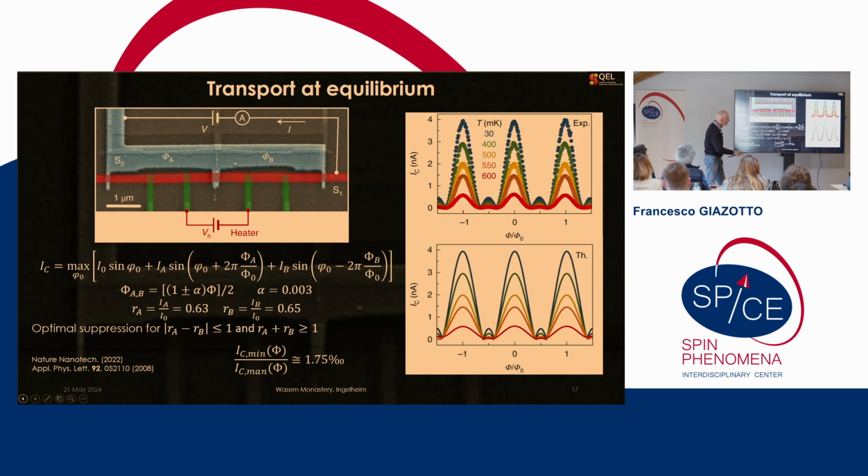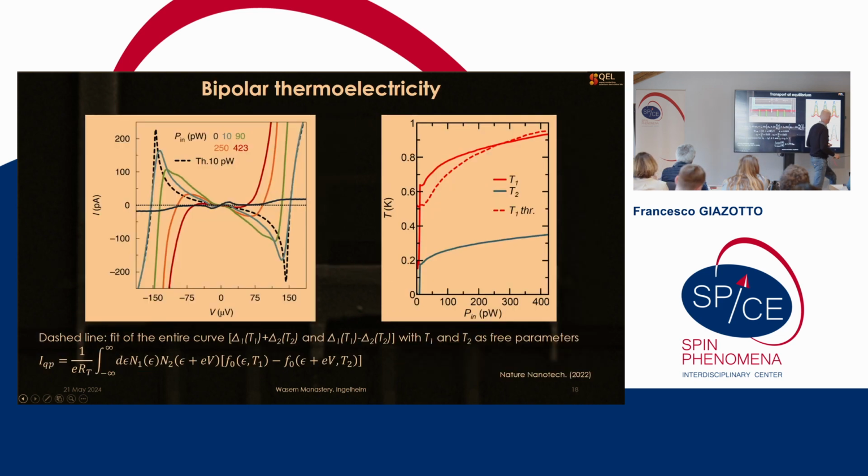Indeed, we can achieve a suppression of the order of 1.7 parts per 1,000. This means that we are able to control Josephson coupling very nicely, so as to play with this later in order to control the amount of power that we give to our engine.